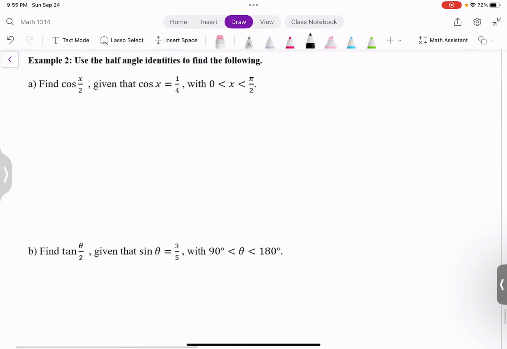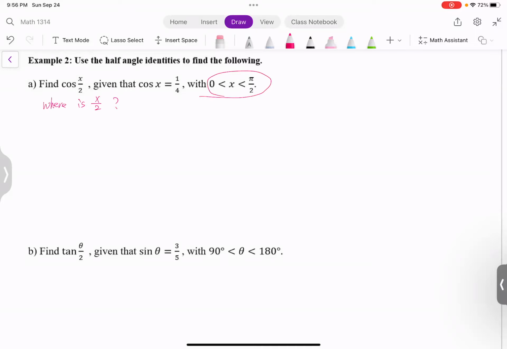Use the half angle identity to find the following: cosine of x over 2. In the previous 3 examples, we said that I need to decide if this is positive or negative. Then I can choose the symbol here. So I don't know where x over 2 is. Where is x over 2?